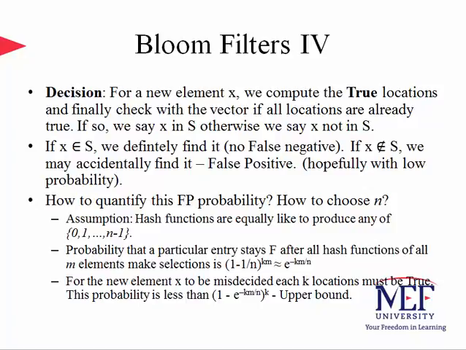Then the probability that a particular entry stays false after all hash functions of all m elements make selections is approximately e raised to the power minus km over n. So for a new element x to be misdecided, we need each of the k locations to be true. So the question is, what is the probability of this happening? Using the union type bound, we can determine it to be less than 1 minus e raised to the power minus km over n, and the whole thing is raised to the power k. So that is our upper bound.